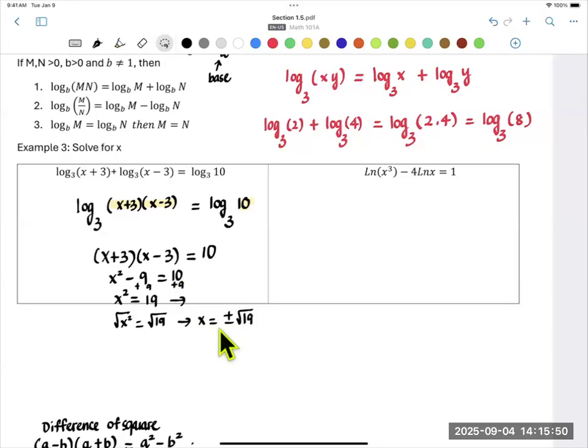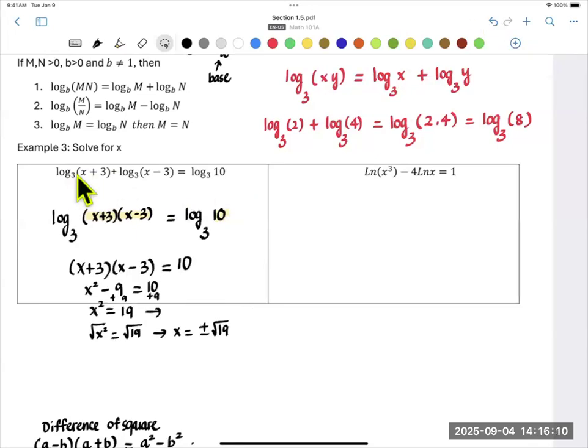Or the other way is to compare your solution with the domain of the function of the equation. The domain here for the logarithm base 3 of x plus 3, we know that x plus 3 must be greater than 0. So x must be greater than negative 3. And then on this side, we have x minus 3 greater than 0, so x must be greater than 3. So you have two of them, and you're going to have to take the intersection to see which one is satisfied.